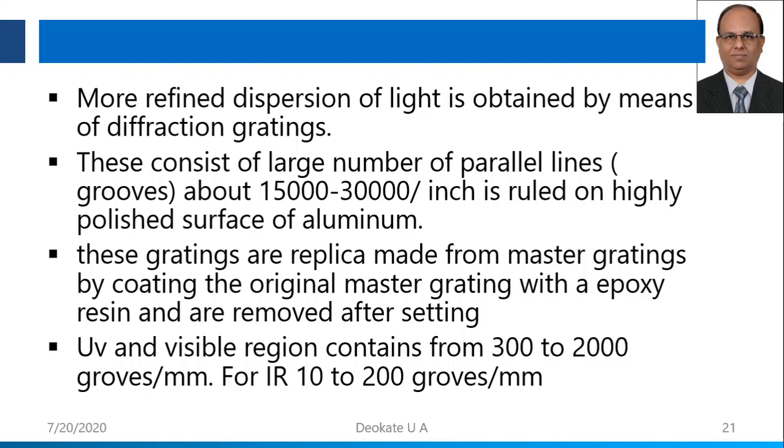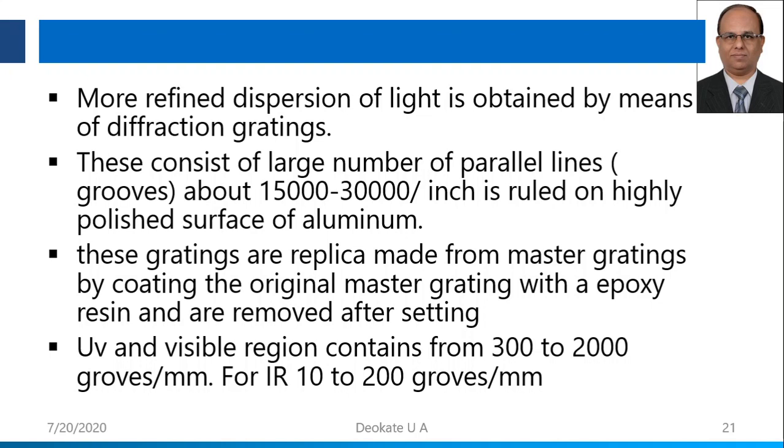Initially, a polished aluminium sheet is used on which the parallel grooves are prepared with devices like diamond tools that are used to produce such grooves. So this is a tedious job to produce parallel grooves which are very near to each other. It is a skilled and technical job. So these gratings are replicas made from a master grating.